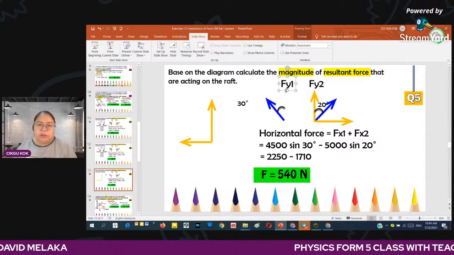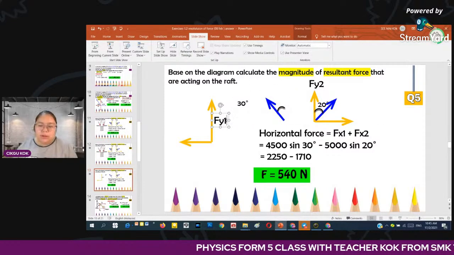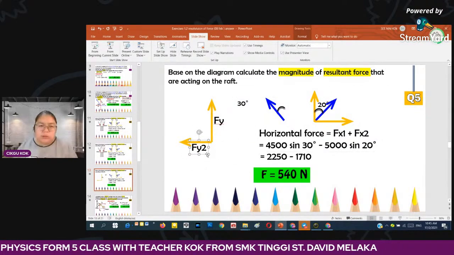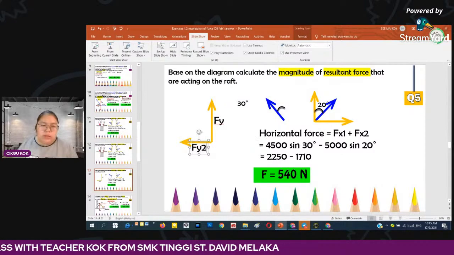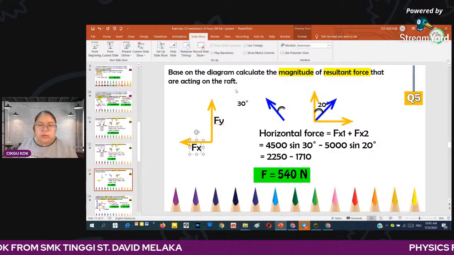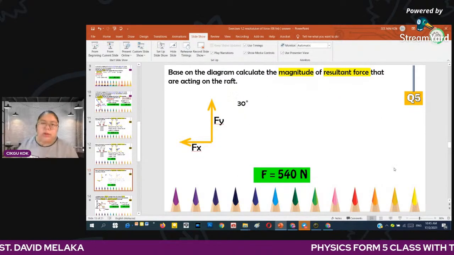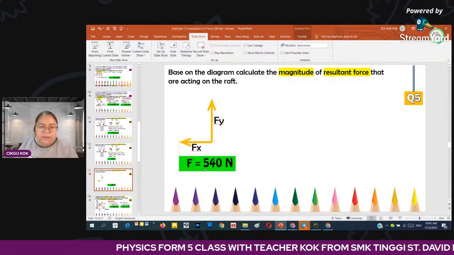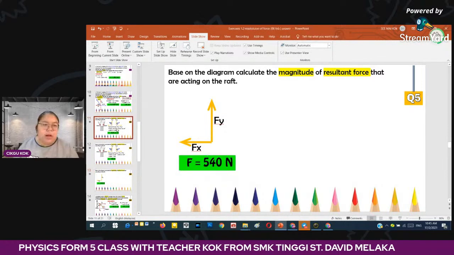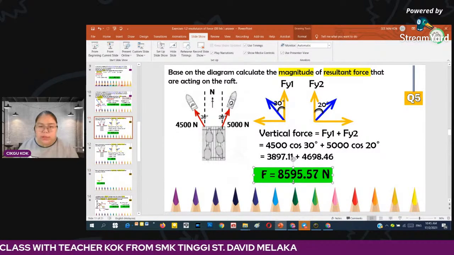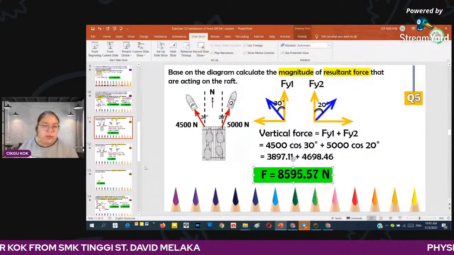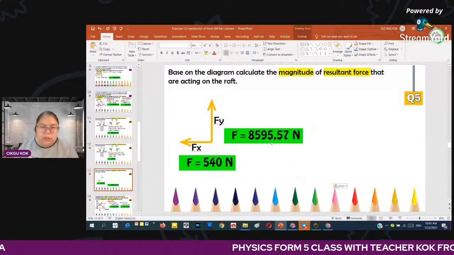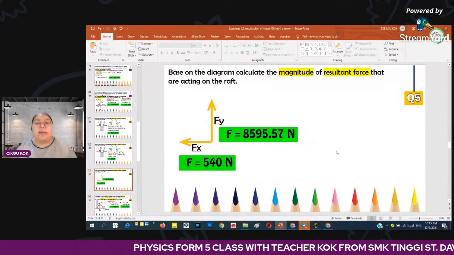The rest, we just label this one Fy, then this one should be the Fx. Understood? So the rest we don't want, and the 30 degree also we don't want. Now we left the Fx, which is 540 Newton. How about the Fy? Just now we did the calculation already. There's 8,000 something, so we put it here. Now this one is the forces after the minus.